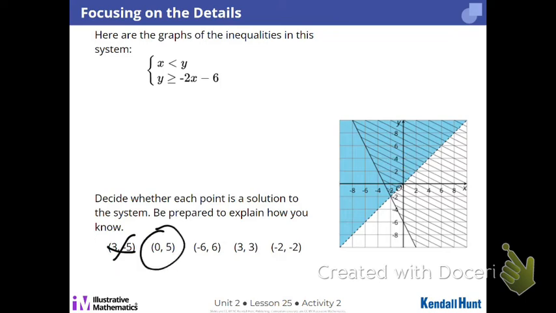Okay. What about (-6, 6)? I'm looking for thumbs. (-6, 6). But it's right on the line. But it's a solid line, so it means, oh, solid line means that works. Okay. (3, 3), no. Dude, it's right on the line, guys. It's on the line. Oh, dang. So you're telling me that 3 isn't less than 3? Okay, good to know. And (-2, -2).